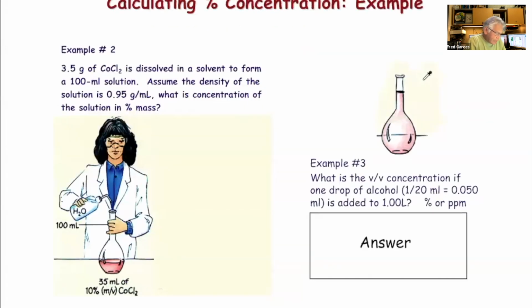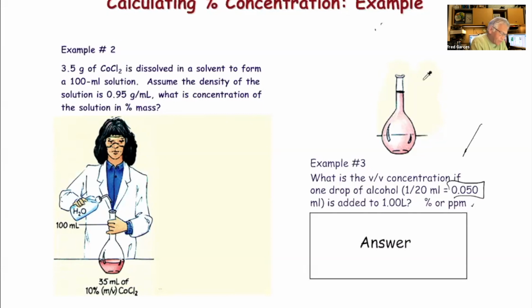So here's a calculation. You have, let's go with this one, 1 drop of alcohol in 1 liter. What is the parts per million concentration? Well, 1 drop is about 0.050 milliliters.